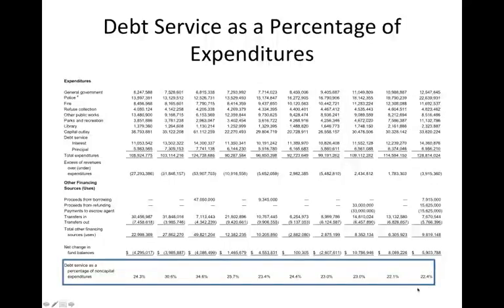Still, at the end of the 10-year period, more than $1 out of $5 that this government spends is going to repay its outstanding debt, and that's really alarming. That's quite high.